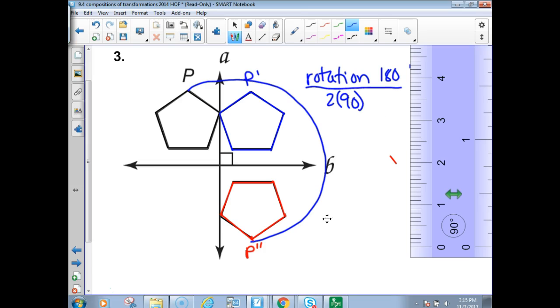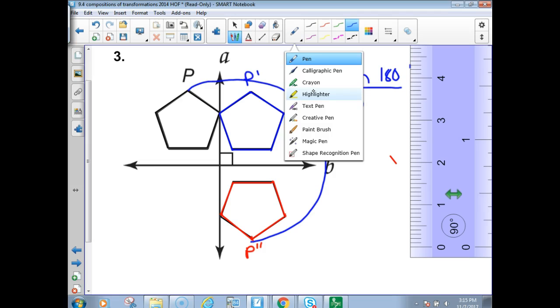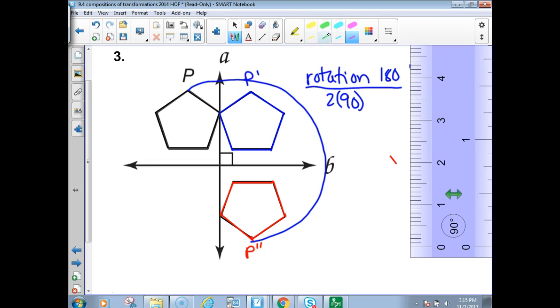That's how you were going to describe it. Going from P to P prime is a rotation of 180 degrees. I have another visual way to show you what happened. You can just connect P to P double prime. It snapped straight for me. We went right through the origin, 180 degrees. There it is. Yes.